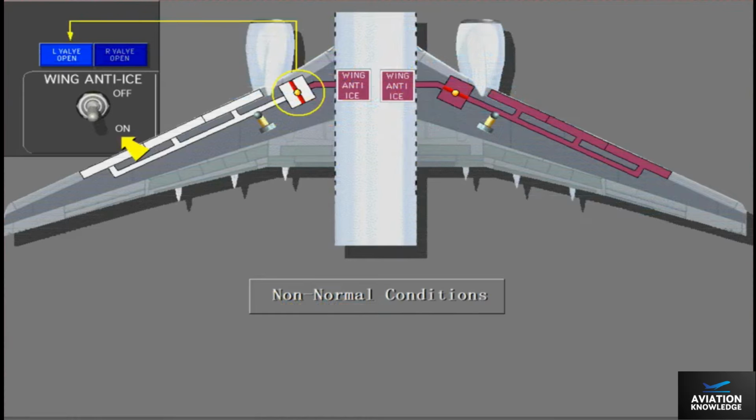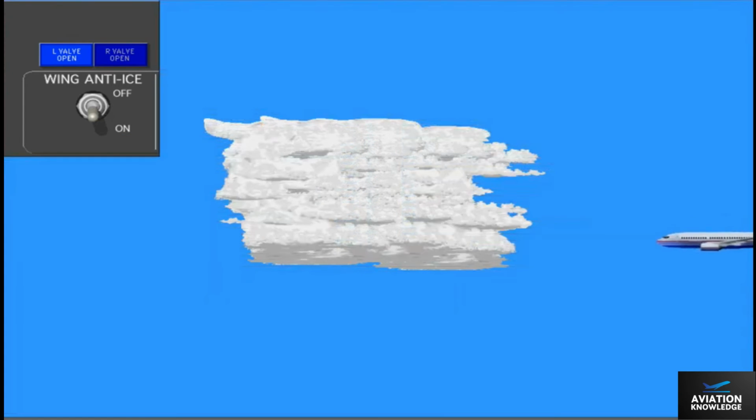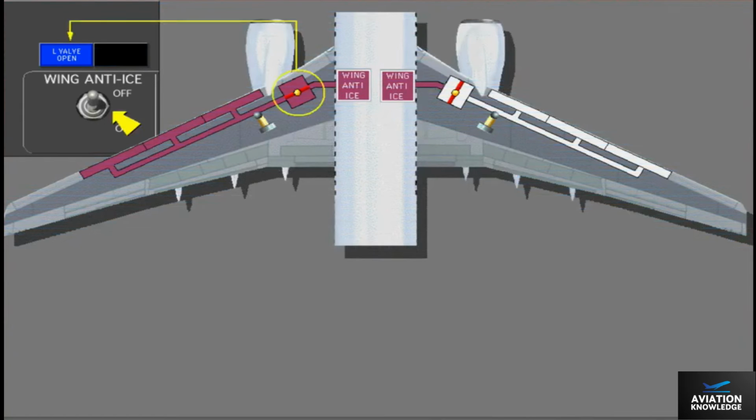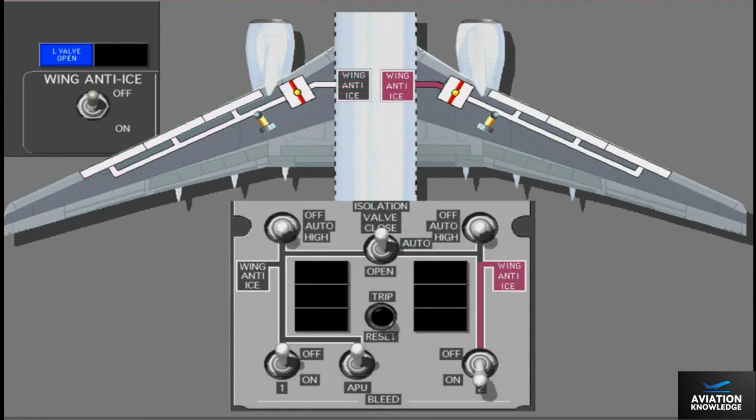Let's now look at a non-normal condition with the left wing valve. If the left valve open light remains illuminated bright when the wing anti-ice is turned on, the valve has remained in the closed position. Icing conditions should be avoided. If the light remains illuminated bright when the wing anti-ice is turned off, the valve has remained in the open position. Bleed air must be controlled with the isolation valve switch and the engine number 1 bleed switch.